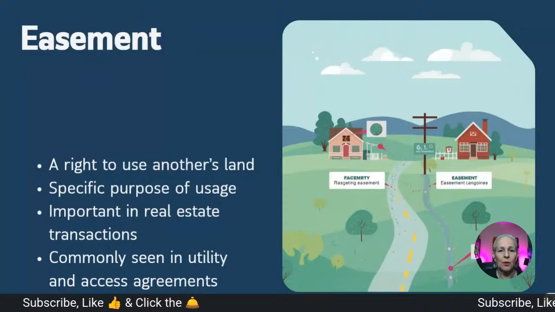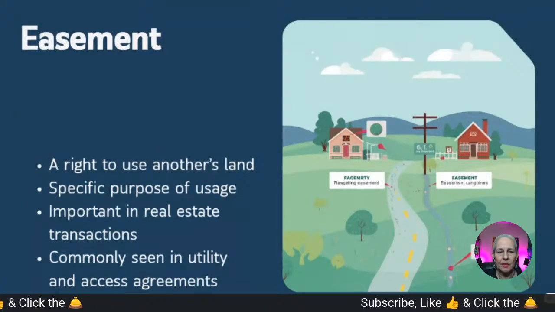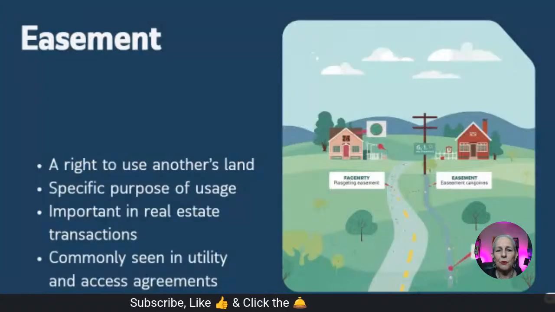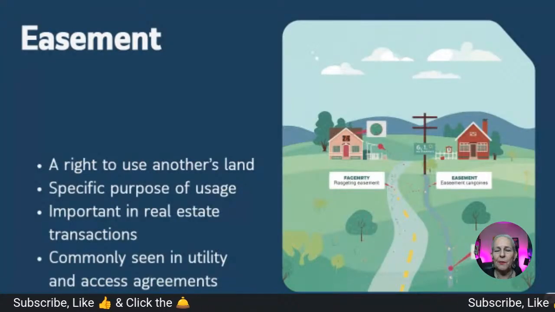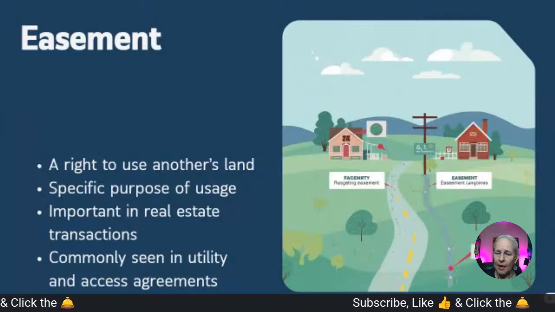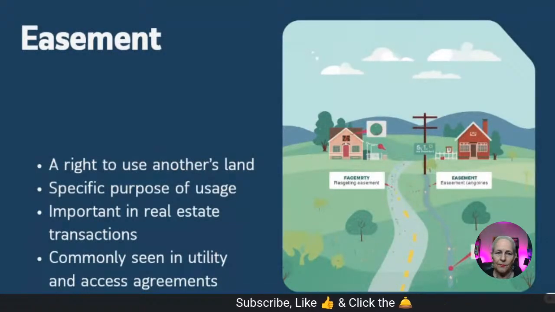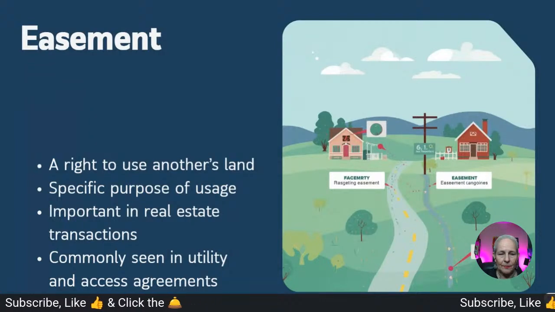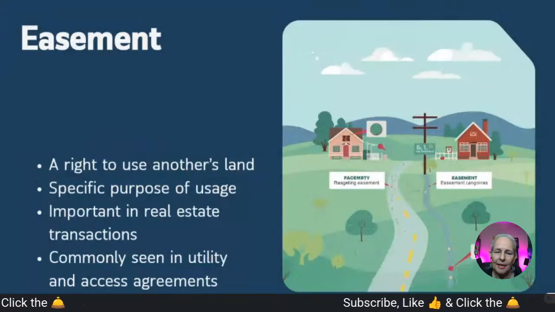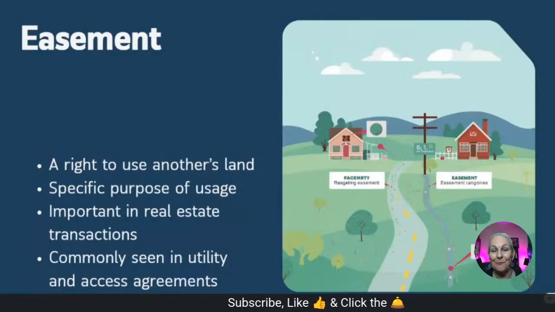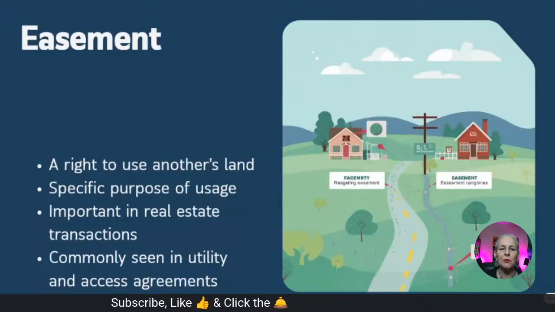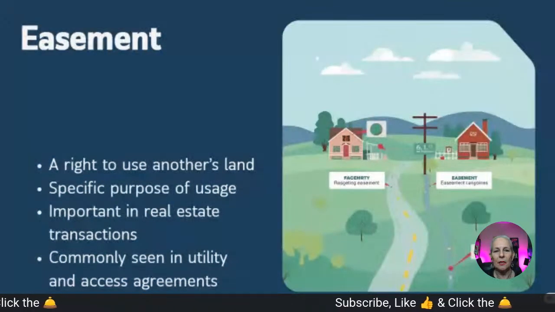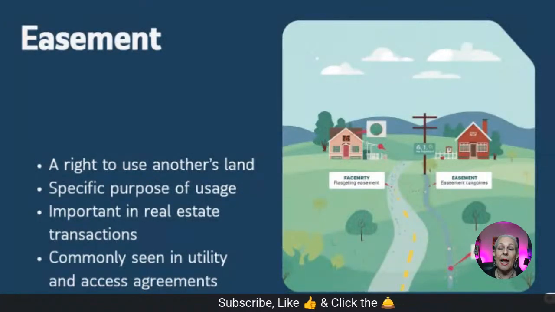So easement, what is an easement? See, look at this here, 2 houses and 1 driveway or 1 road. It's a right to use another's land for a specific purpose of usage, like a driveway, a septic, a well. And it's important in real estate transactions, because if it is not recorded, it can be taken away by the new owner. Commonly seen in utility and access agreements. One of the police powers is the easements that the utilities have.